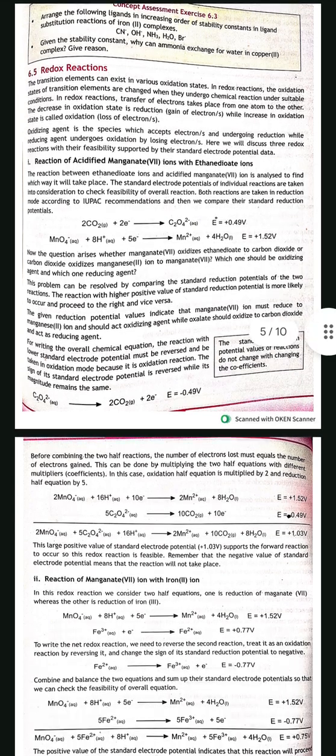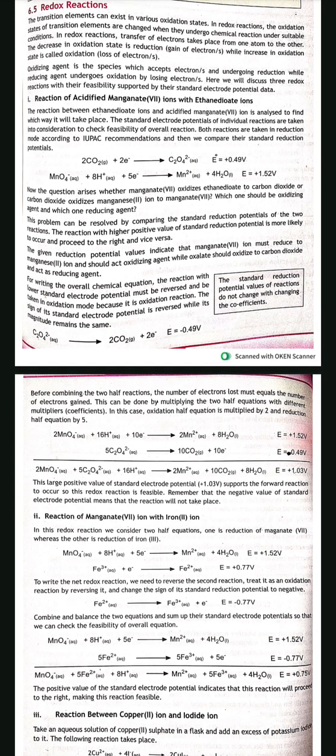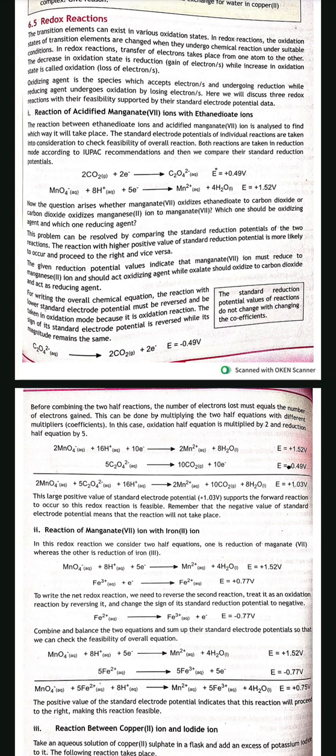Now we have to discuss redox reactions. Redox reactions are important here. The transition elements can exist in various oxidation states. In a redox reaction, the oxidation states of transition elements are changed when they undergo a chemical reaction under suitable conditions. In a redox reaction, transfer of electrons takes place from one atom to another.